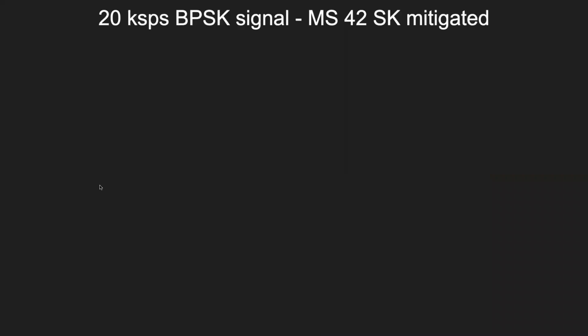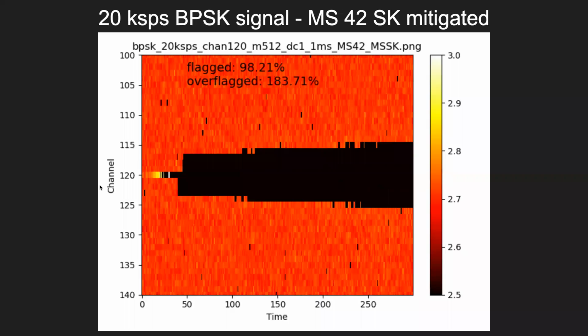Where'd my cursor go? Okay. Now this is the same data set with a multi-scale bin size of 4 and 2, so 4 channels and 2 time bins. It flags a little bit more of the RFI, but our overflag percentage is 183%. So that's almost twice as many pixels flagged as needed to be, which isn't great.